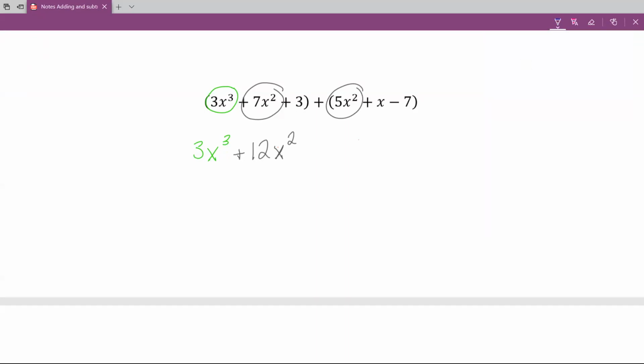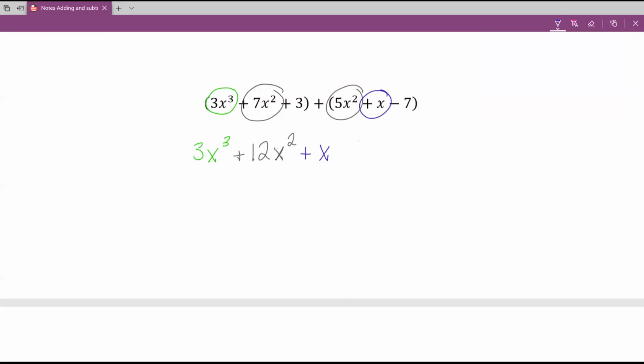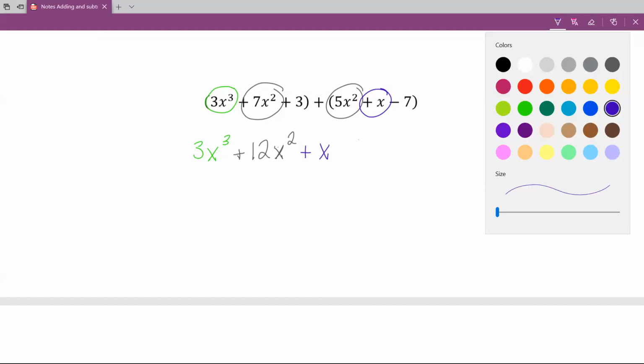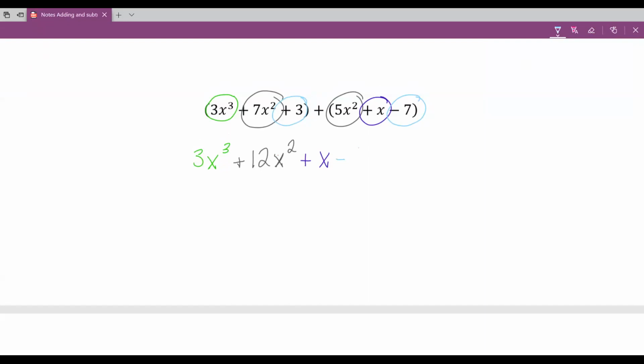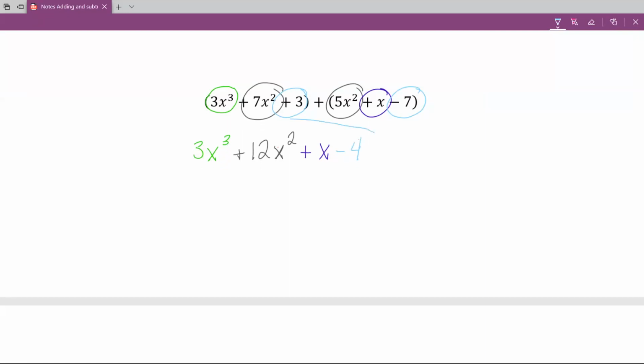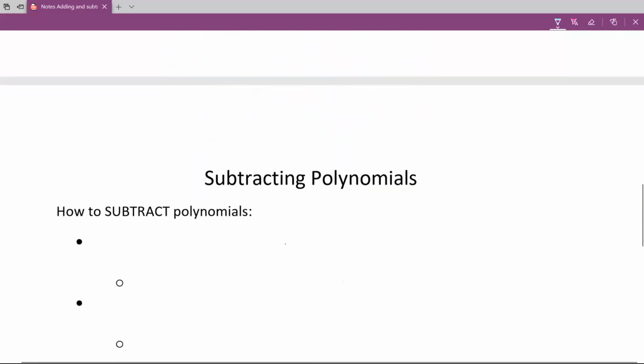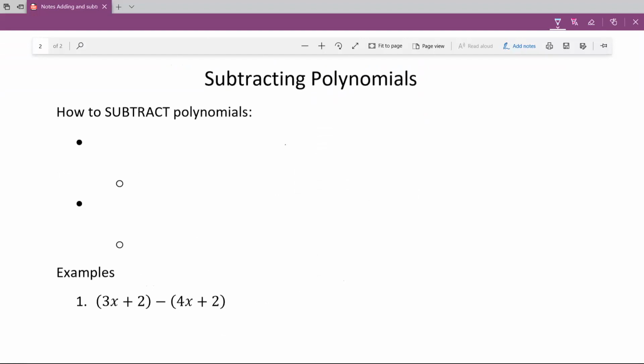Now I'm going to look for any x's. Just a single x, I'm going to say plus x. And last but not least, anything without an exponent. So 3 minus 7. 3 minus 7 is negative 4. Double check my exponents. 3, 2, 1, none. They're all in the right order. So that's adding. We've actually been doing that when we combine our terms while solving for a while now, right? Well, subtracting's not going to be much different.